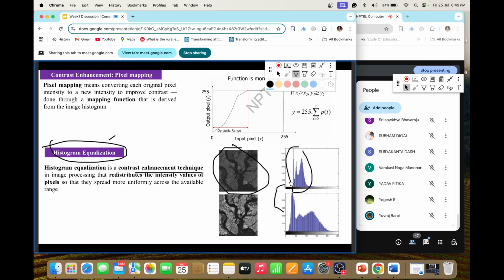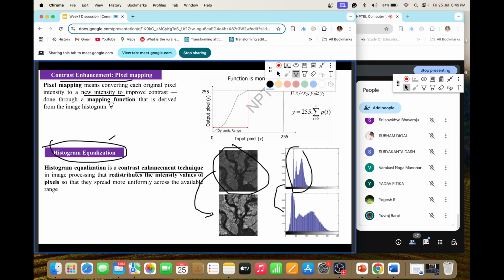Earlier the pixel values were only from 25 to 100, let's say, but now the pixel values start from about 5 and go to 200, 220. Earlier this was our image, now our image is this, so we are doing contrast enhancement. Contrast enhancement by pixel mapping means converting each original pixel intensity to a new intensity to improve the contrast, done through a mapping function derived from the image histogram.